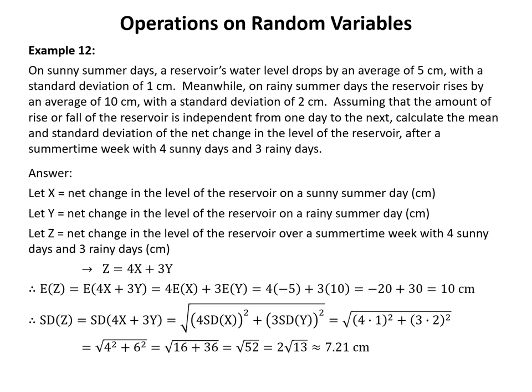And the standard deviation of z equals the standard deviation of 4x plus 3y, which equals the square root of the square of 4 times the standard deviation of x plus the square of 3 times the standard deviation of y, which ends up equaling the square root of the square of 4 times 1 plus the square of 3 times 2, which equals the square root of 4 squared plus 6 squared, which equals the square root of 16 plus 36, which equals the square root of 52, which finally equals 2 times the square root of 13, which rounds to 3 sig figs to 7.21 centimeters.